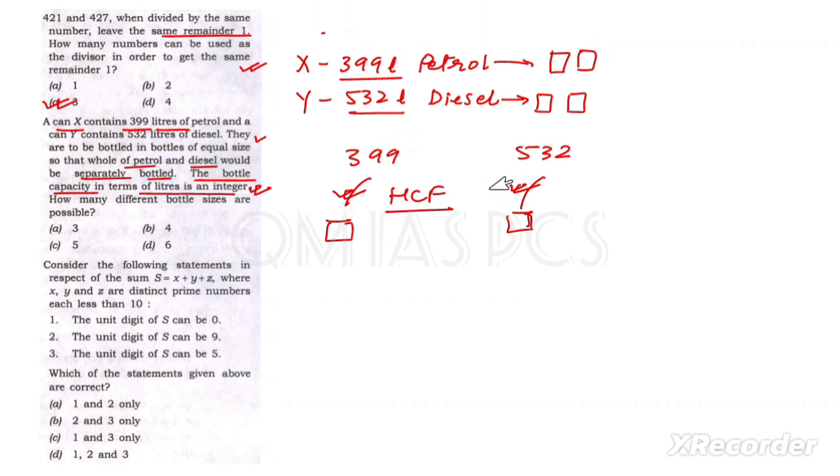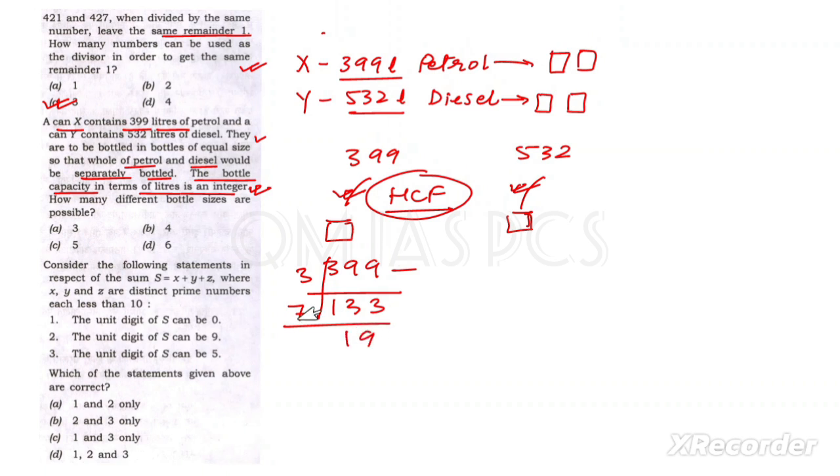We have to find common factors, because here they have asked about different bottle sizes. So we have to find the different common factors. For 399, what are the common factors? Let's do the prime factorization of 399. It will be 3 times 133. Then we write 7, and it will be 19. Further it won't be divided.